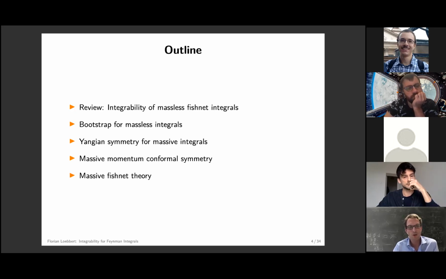Then I will show that also Feynman integrals with masses, with massive propagators, have an extended Yangian symmetry, which when translated back to the momentum space can be understood as a generalization of ordinary momentum space conformal symmetry. And finally, I will discuss a massive version of the Fishnet theory, which relates to these massive Feynman integrals and their Yangian symmetry.